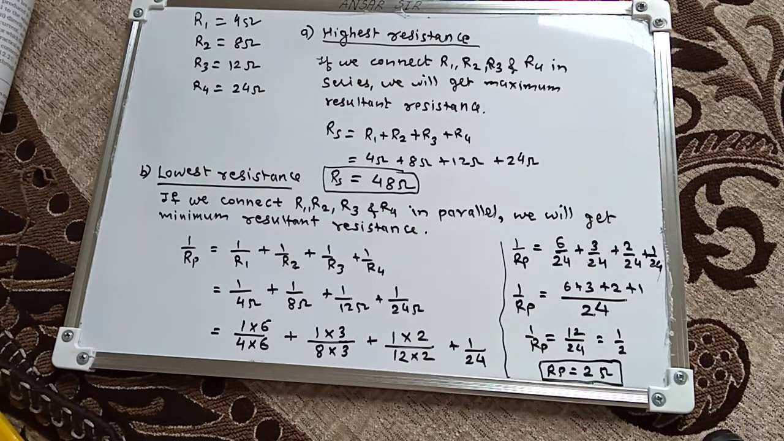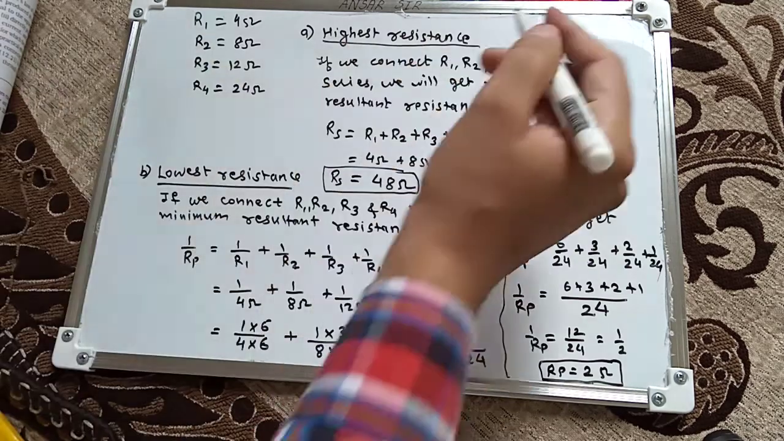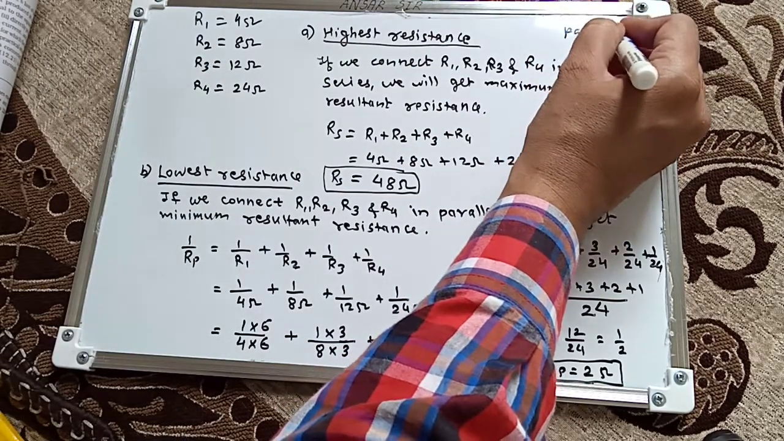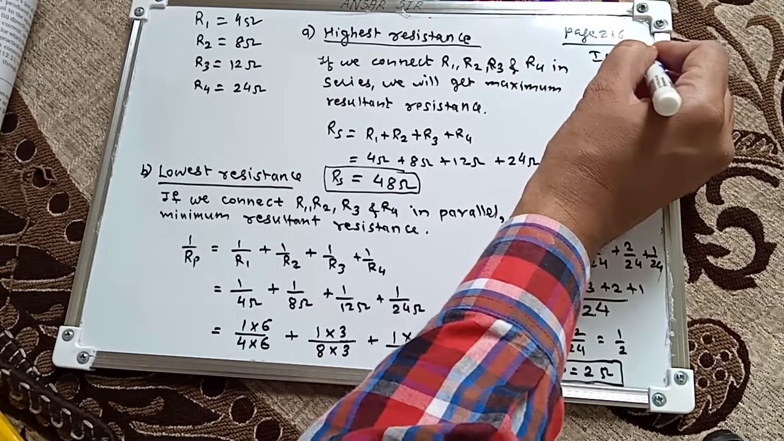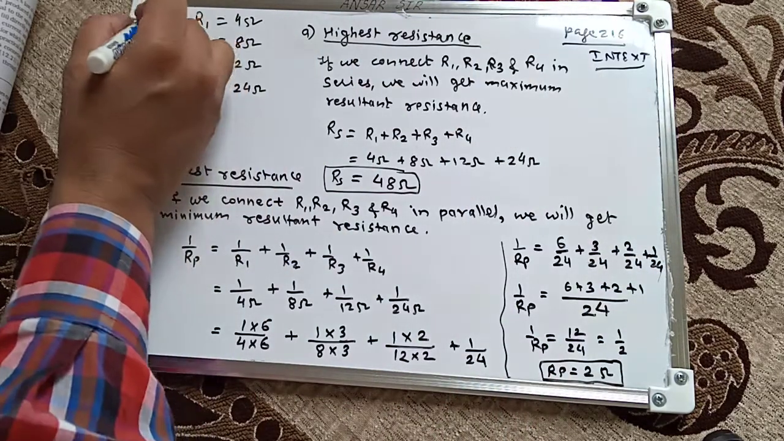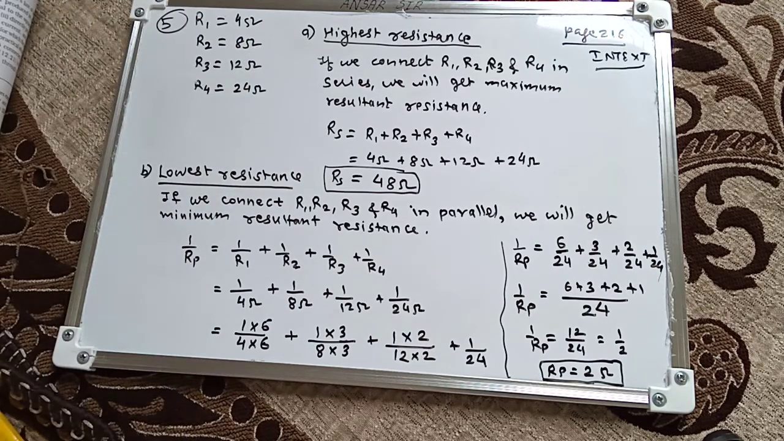Hope you understood. This numerical question is given on page number 216. Page 216. This is an in-text question. Question number 5. Okay?